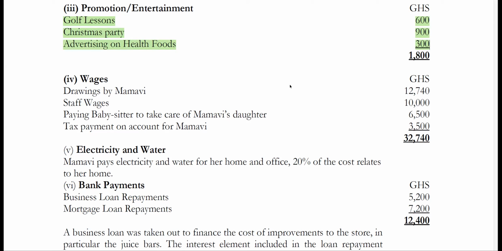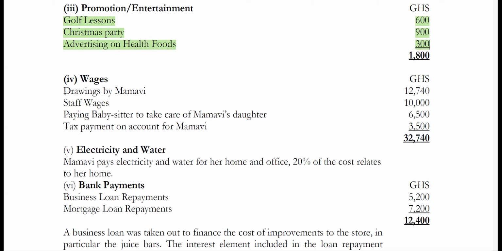Please, the Christmas party, we cannot treat it as something allowable. Maybe it's part of staff welfare, something that you are doing every year. If that was the case, then fine. But this one, they just said promotion or entertainment. They didn't give further details, so what we would do is disallow it. Do you all agree with me?